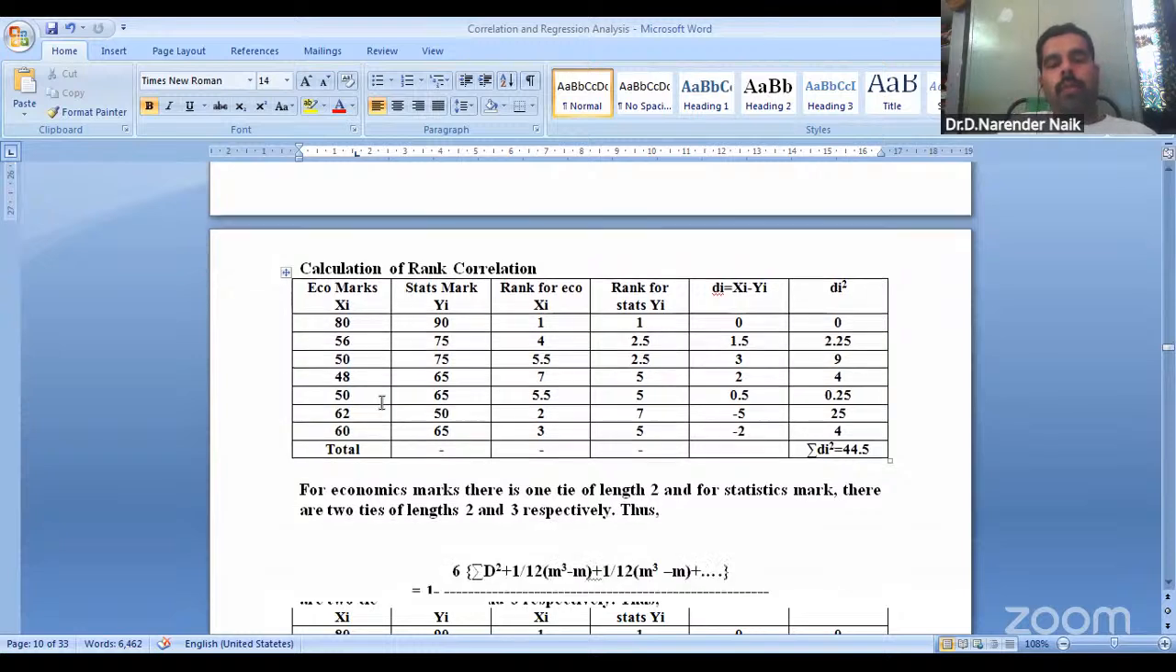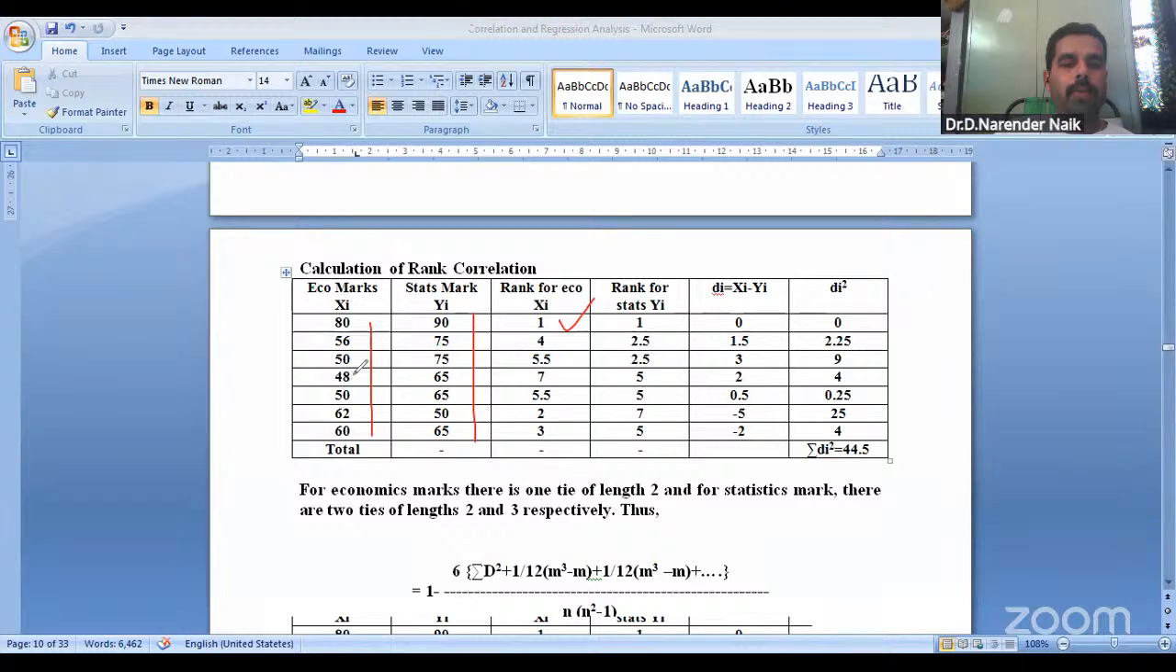So observe carefully. We copied the question from the question paper. It is very simple. These are the economics marks and these are the statistics marks. So giving the ranks here. The highest marks in economics get rank 1. The second highest is here, 62.